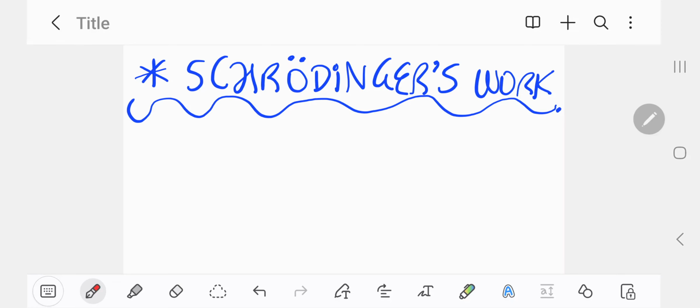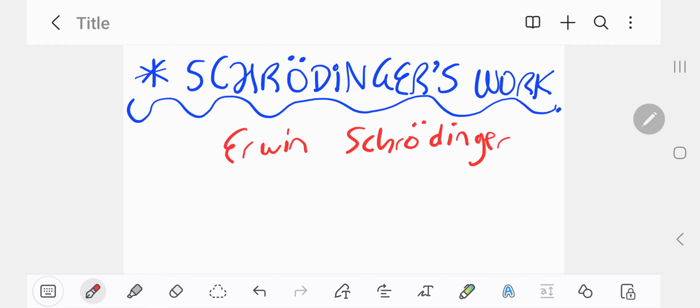Schrödinger's work. In HSC physics, in the last module, Module 8, looking at the quantum mechanical model of the atom, we look at Schrödinger's model. So Erwin Schrödinger, pronounced Schrödinger, was an Austrian-Irish theoretical physicist. He was born in Austria, raised, and then he moved to Ireland, where he got his citizenship and lived and worked for the rest of his life. And then he actually went back to Austria later, but anyway.